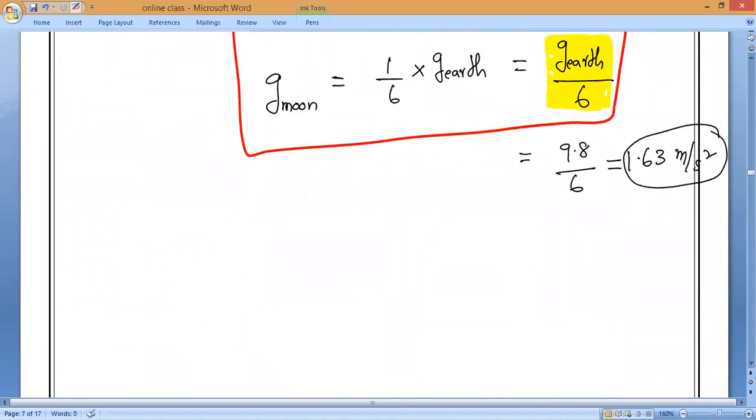The next concept which we are going to study, as I told you, is called free fall. After free fall only, we will go to mass and weight. So all of you keep heading: free fall.